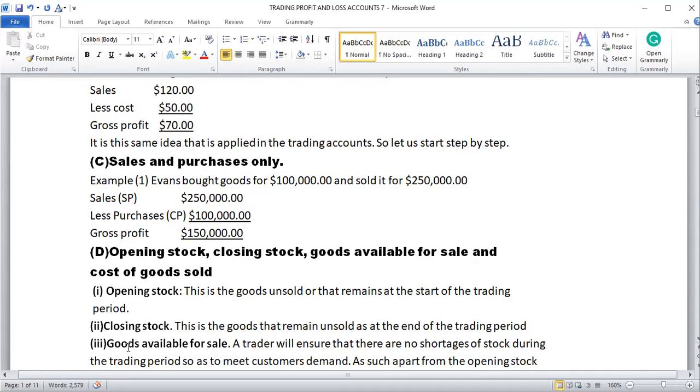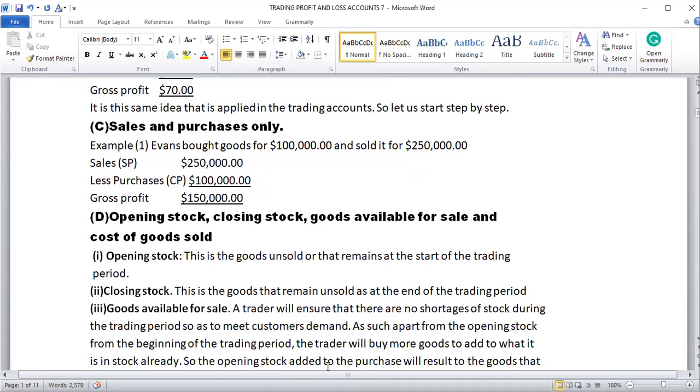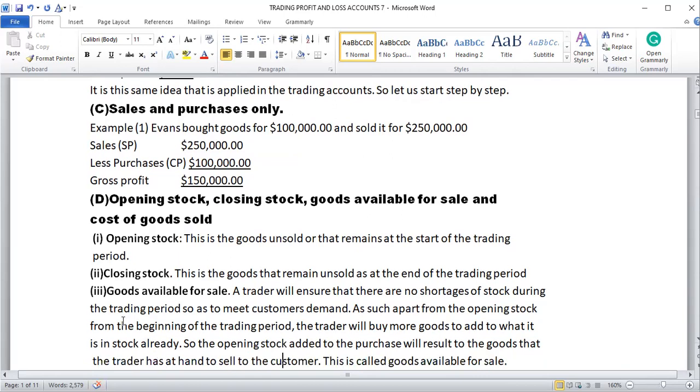See the meaning of goods available for sale. A trader will ensure that there are no shortages of stock during the trading period, so as to meet customers' demand. Apart from the opening stock from the beginning of the trading period, a trader will buy more goods to add to what is in stock already. So the opening stock added to the purchases will result in the goods that the trader has at the end to sell to the customer. This is called goods available for sale.